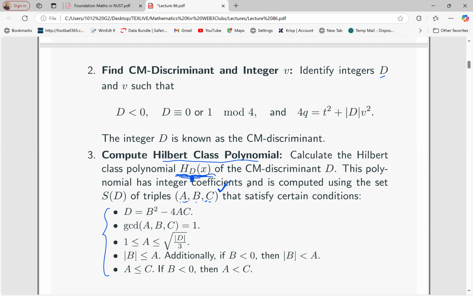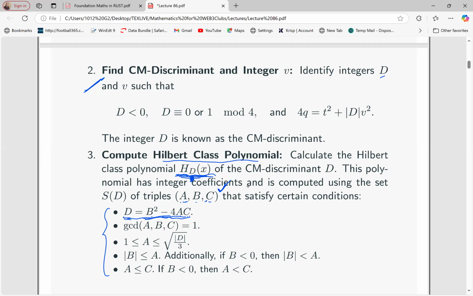The first property is that the D we obtained in step 2 should be written as B squared plus 4AC. These ones are just assisting us. What we know is D. We don't know B, we don't know A, we don't know C. So we want to calculate them from this equation. This is not the only equation that will assist us.